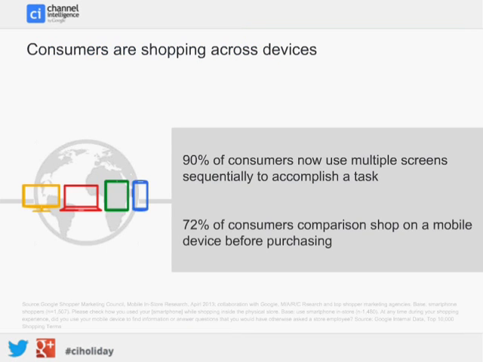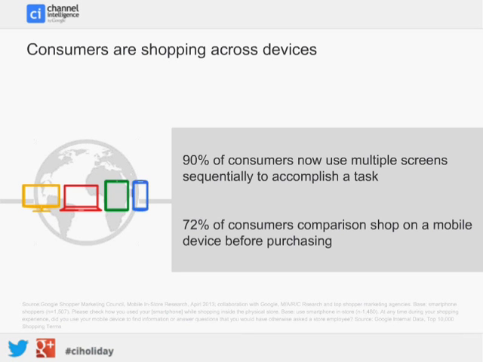So I think we all know that consumers are shopping across multiple devices these days. Some interesting facts here. 90% of consumers now use multiple screens sequentially to accomplish a task. So you can't just have content that works on the desktop or content that only works on a mobile phone. 90% of consumers use multiple screens sequentially, so that implies that you need to be able to provide multi-session support.